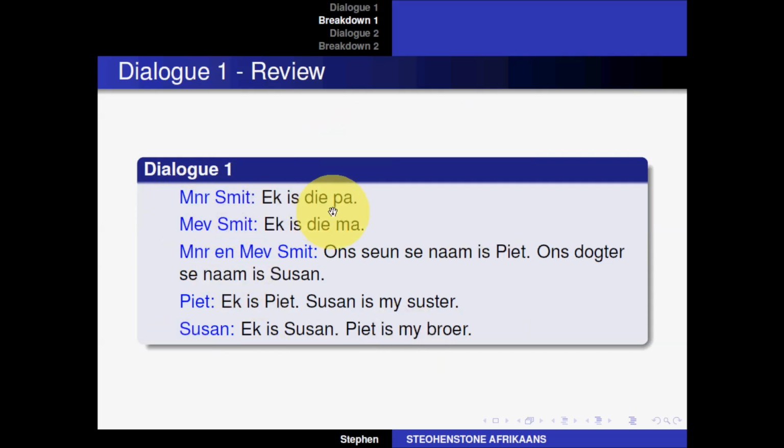So let's look at the whole dialogue, and what I'm going to do is read the first line, then you can pause it and try and say that line. And then I'll say the line again so that you can verify and compare your pronunciation and if you remember the words.